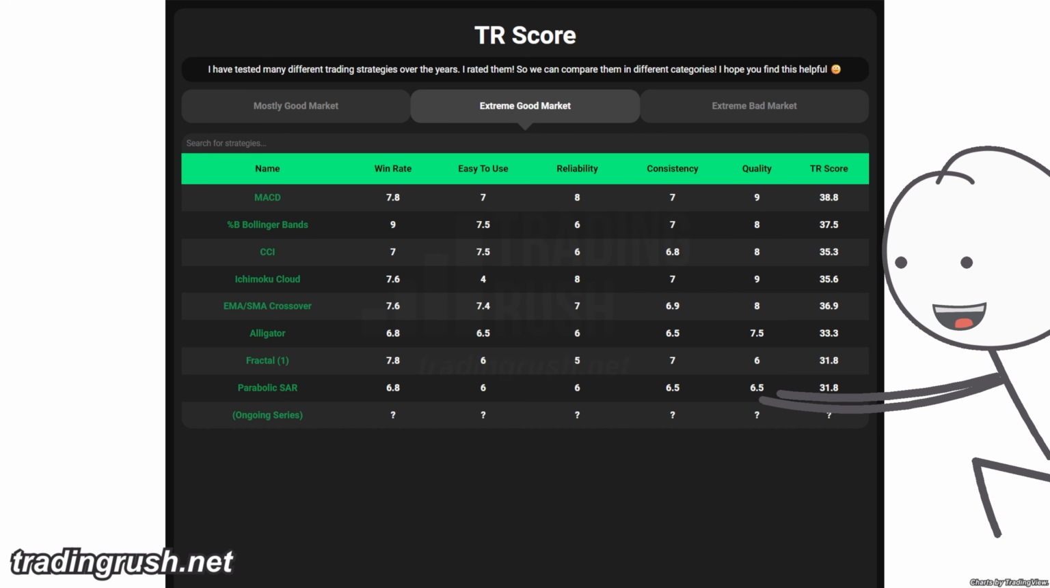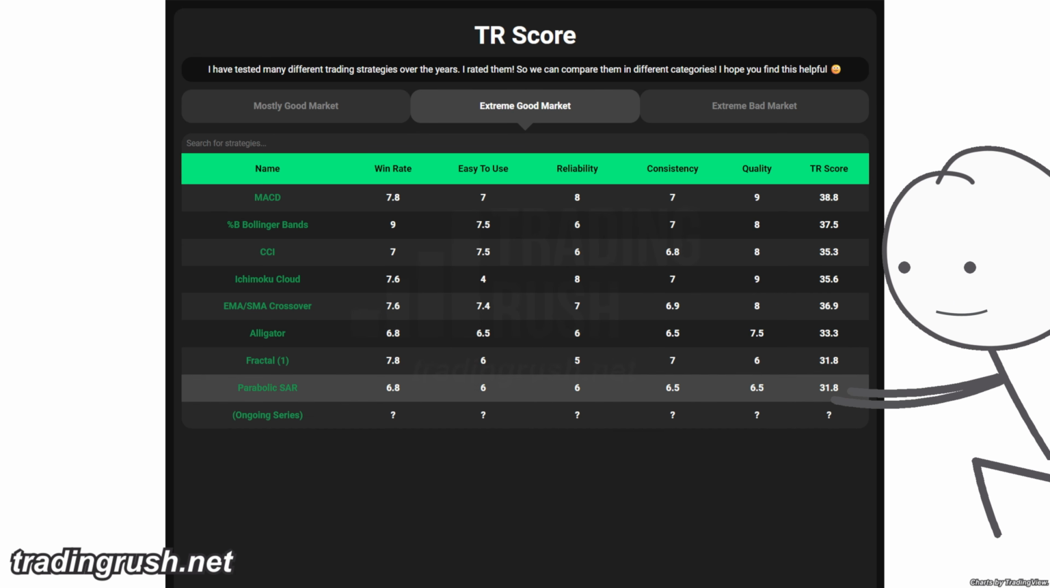In the quality of trades category, it gets a 6.5 out of 10, which is a low score because it spams trades and gives entry points at every price move. Sometimes, the entry points were far away from the actual reversal point. Some entries were kind of looking late. We have seen other indicators that gave much better quality setups than this one. That brings the TR score to 31.8, which is one of the lowest scores we have seen so far.